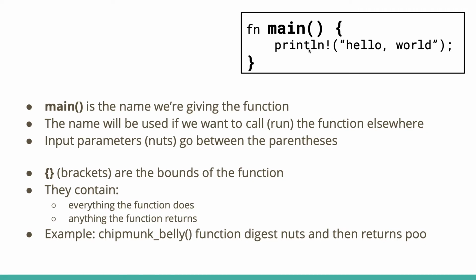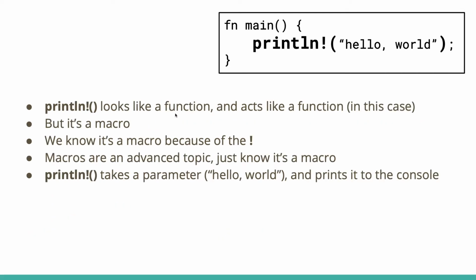In the Hello World function, we're not actually giving it anything. It doesn't need anything. It's just going to do this print line, which kind of looks like a function. See how it says main, and then it has the brackets. Print line has the brackets as well with something in it. But the difference here is this exclamation point, and that means println is a macro, which is similar to a function, and that's a more advanced topic that we'll talk about.